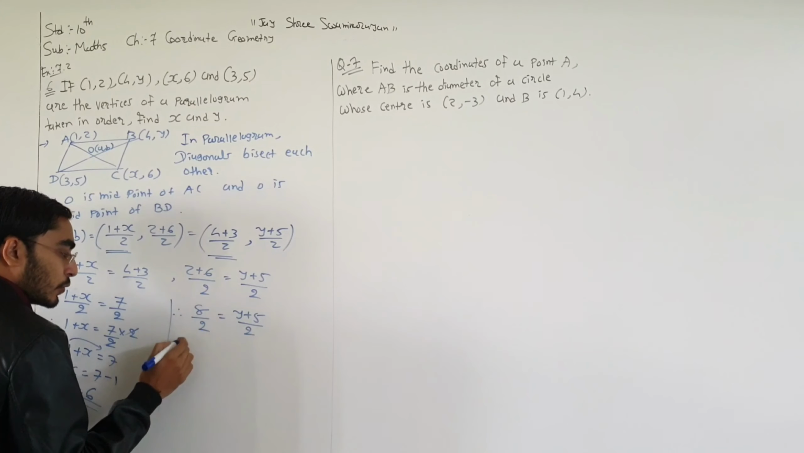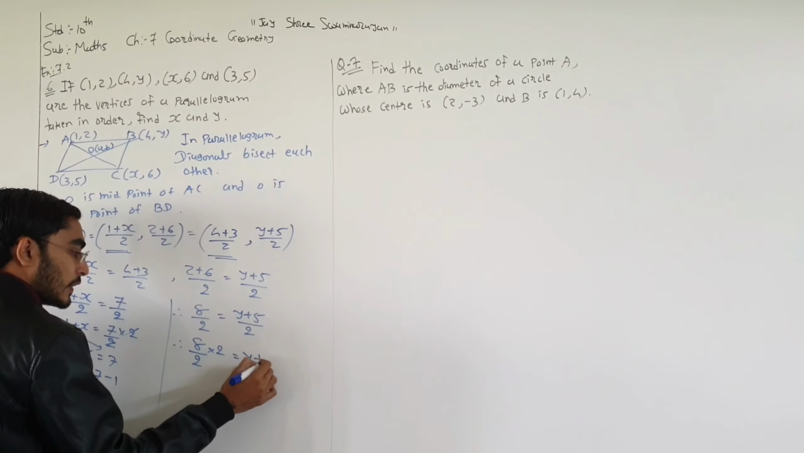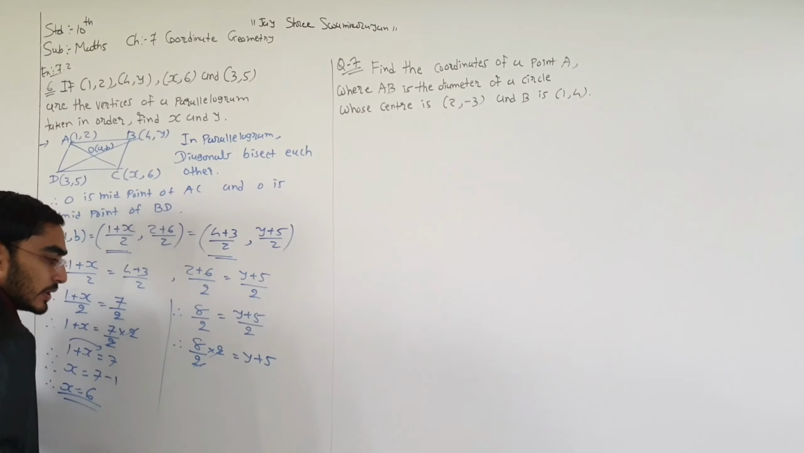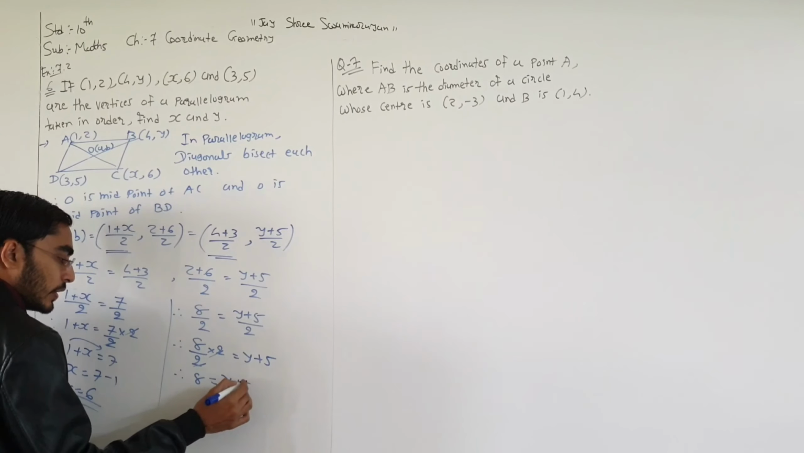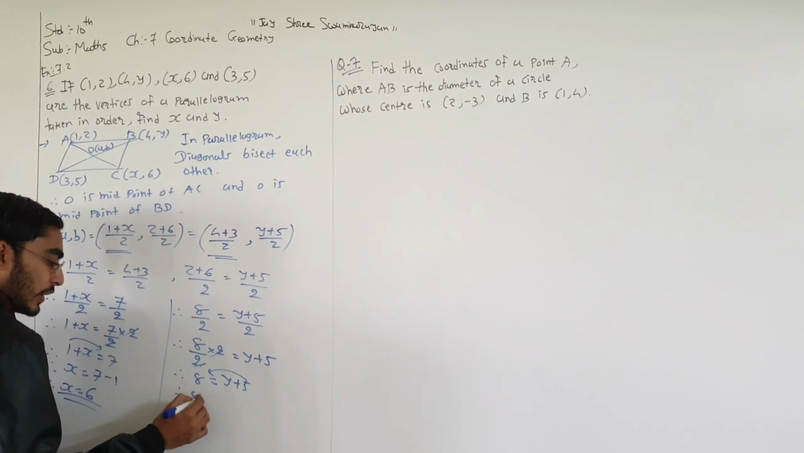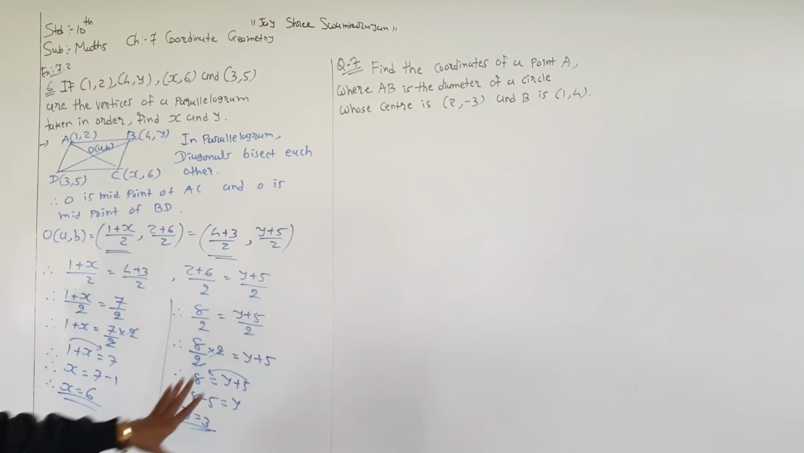Now transfer this 2 to the left hand side. So it goes to the numerator. So here you have to cut. So 8 is equal to y plus 5. Transfer this 5 to the left hand side, it becomes minus. So y is equal to 8 minus 5, 3. So x is 6, y is 3. That is the answer. Okay, it's a very easy question.